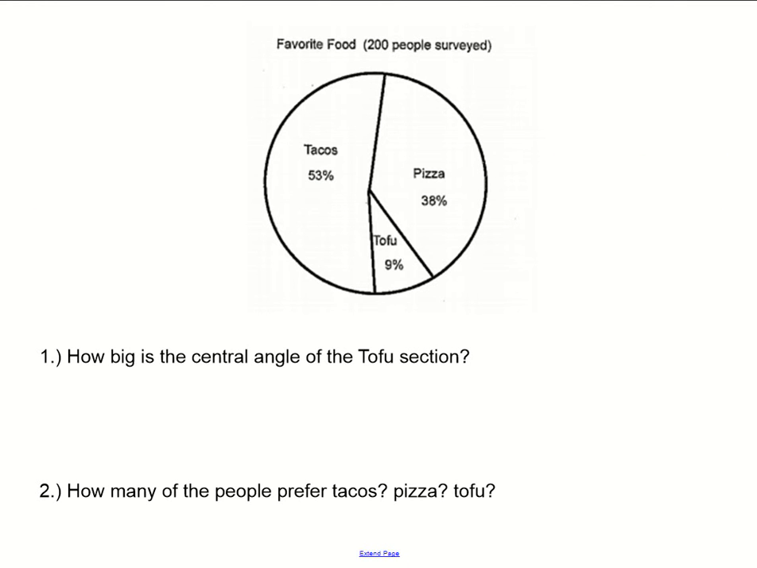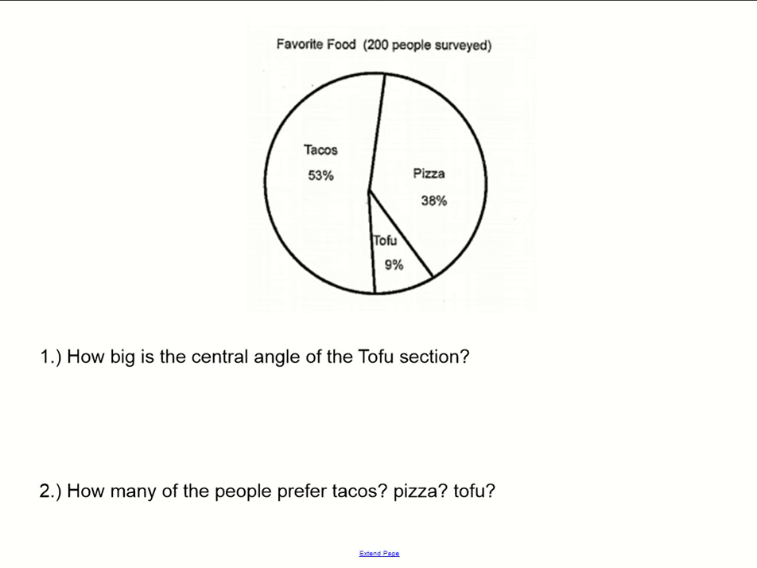So here we first have a pie chart. And if you look at it, it's a favorite food of 200 people surveyed. 53% of people like tacos, 38% like pizza, and 9% like tofu. So the first question to ask is, how big is the central angle of the tofu section?